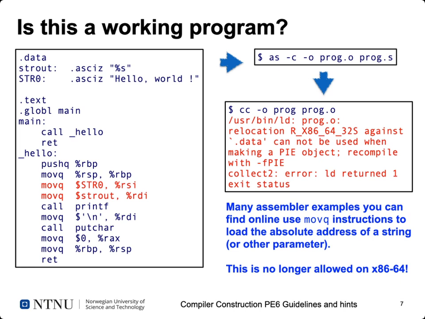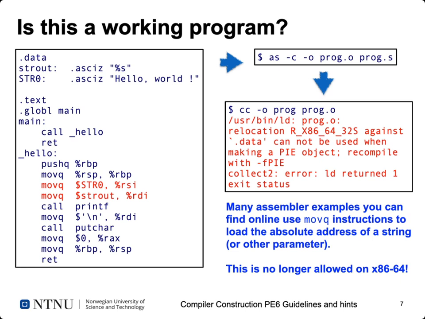R_X86_64_32S against .data cannot be used when making a PIE object, a position independent executable object, which is a norm on Linux nowadays. Recompile with -fpie. And then our linker refuses to link our program. The problem is that the two instructions marked in red on the left hand side, the two movq instructions, actually try to encode an absolute address here.